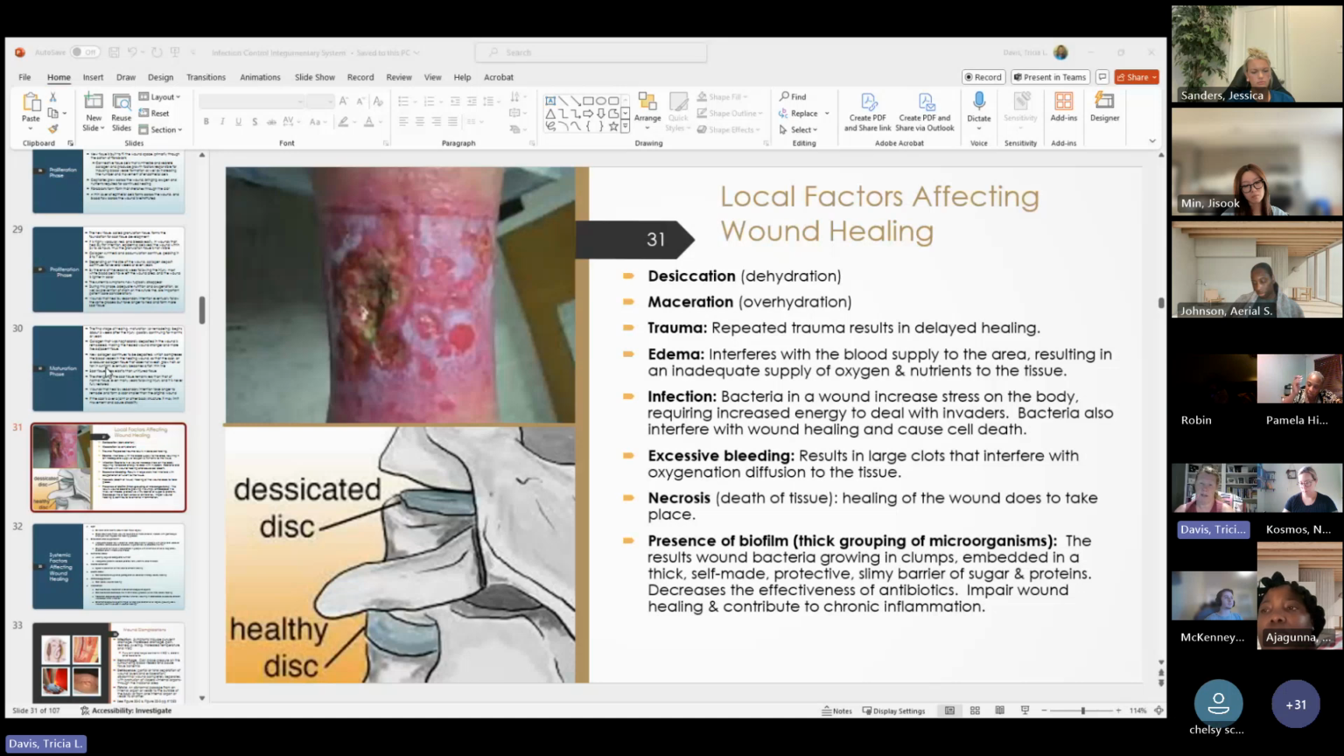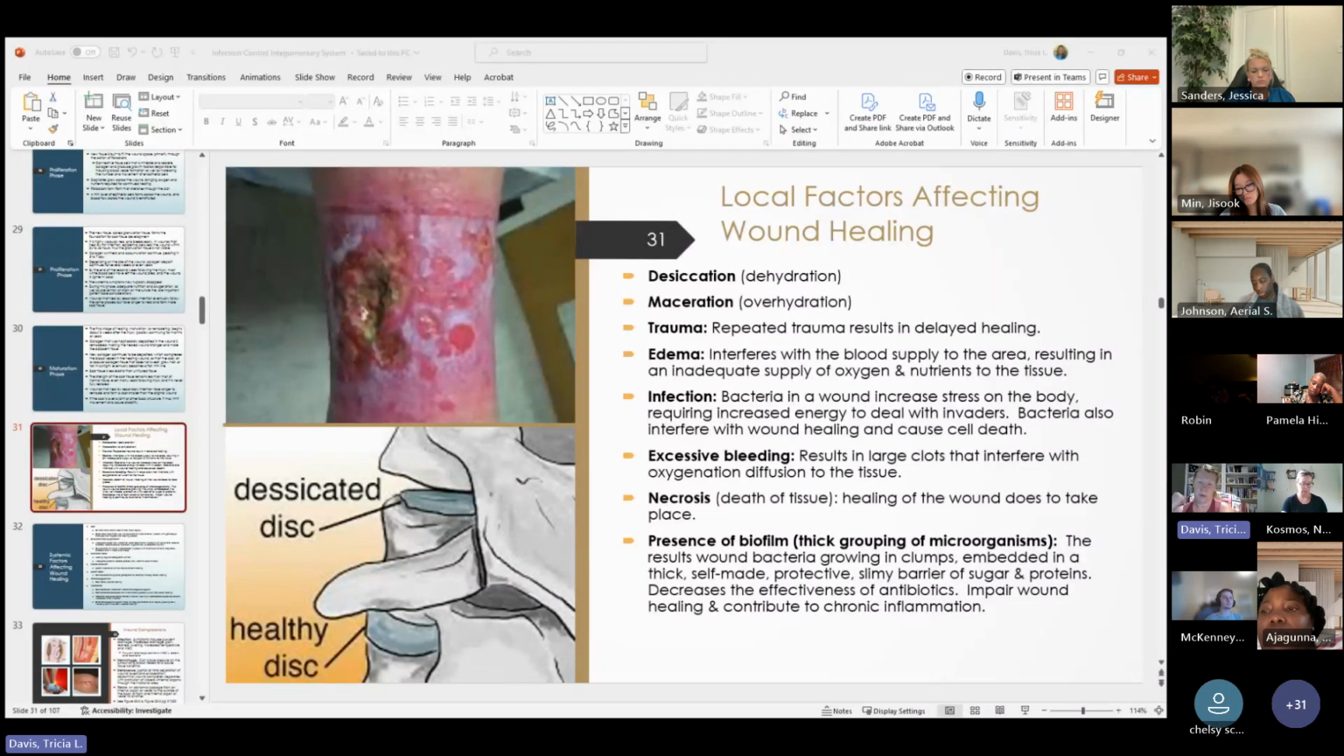Definitely infection is one thing that we're always trying to avoid. So any type of bacteria in that wound is going to put more stress on the body. It's going to cause more inflammation. The body's going to have to work harder to deal with it. And then we know it's going to prolong wound healing, and it can also cause some of the good cells that we have in that area to die. We always worry about excessive bleeding, which can be large clots that can make oxygenation an issue.